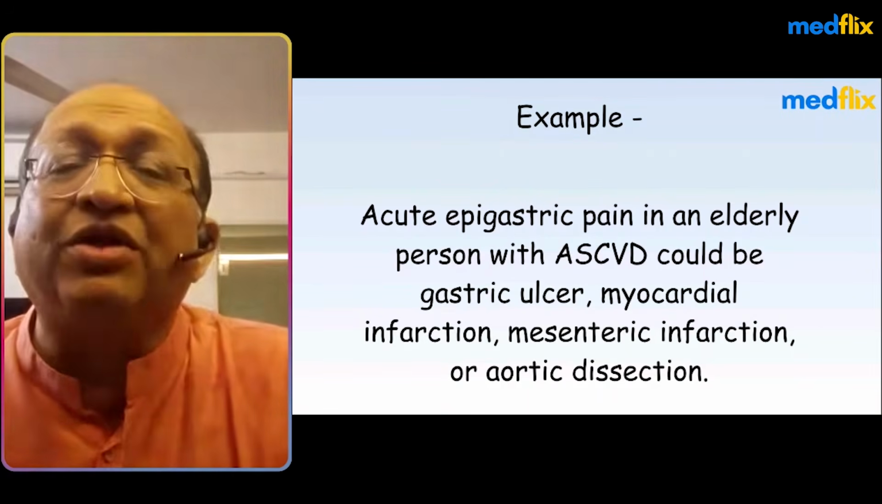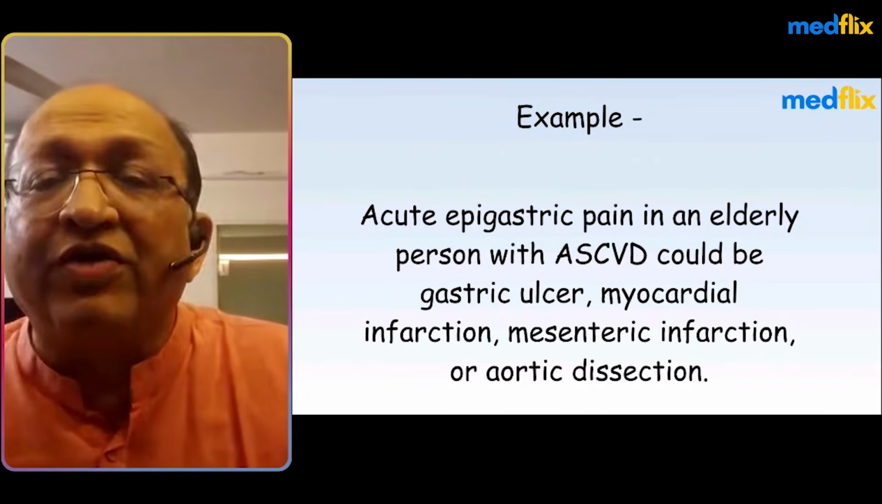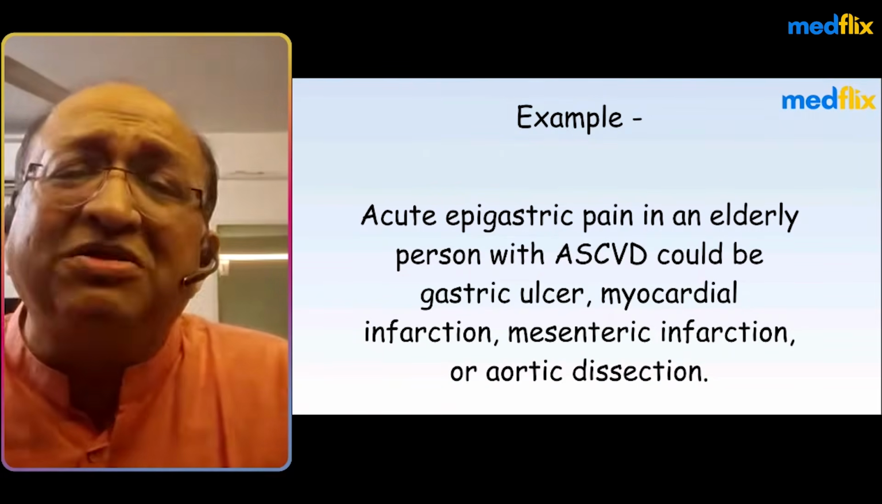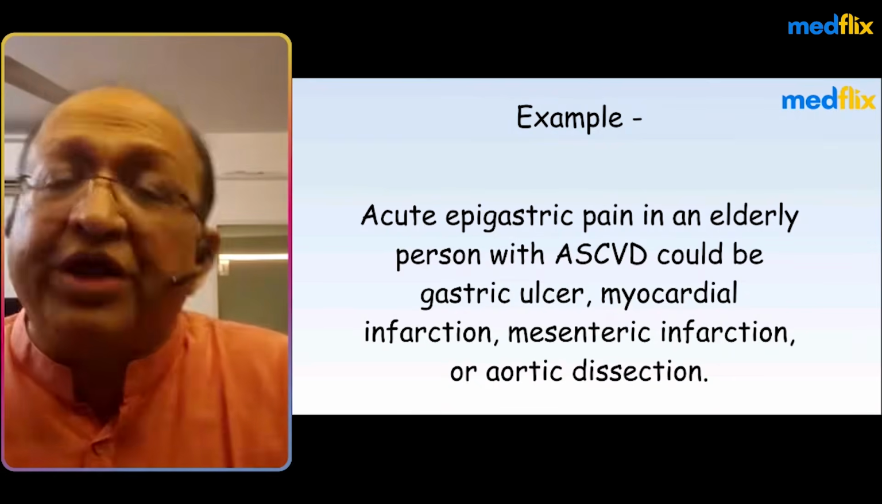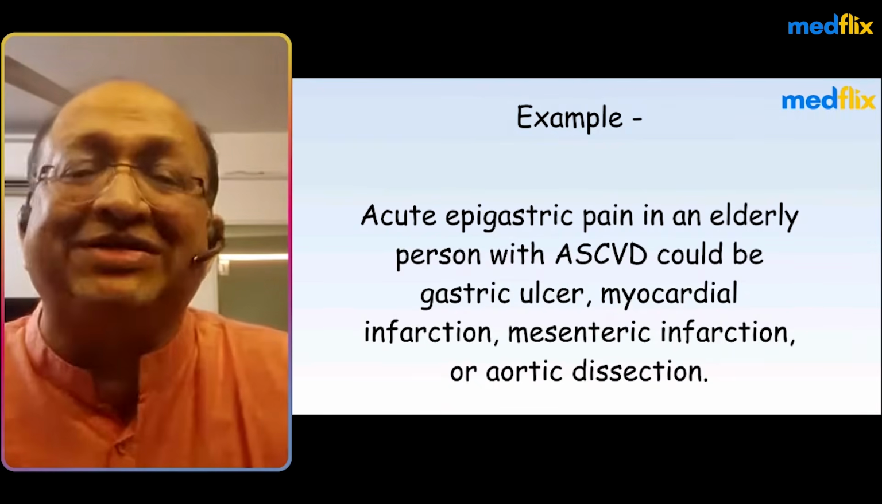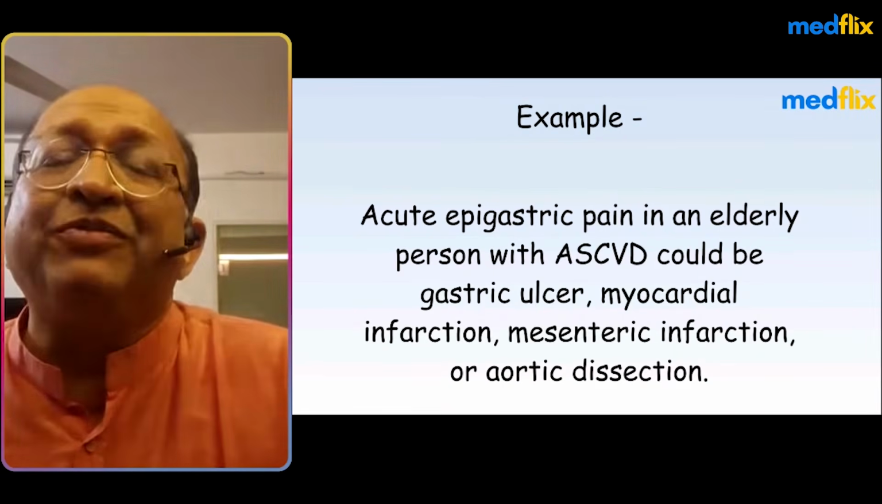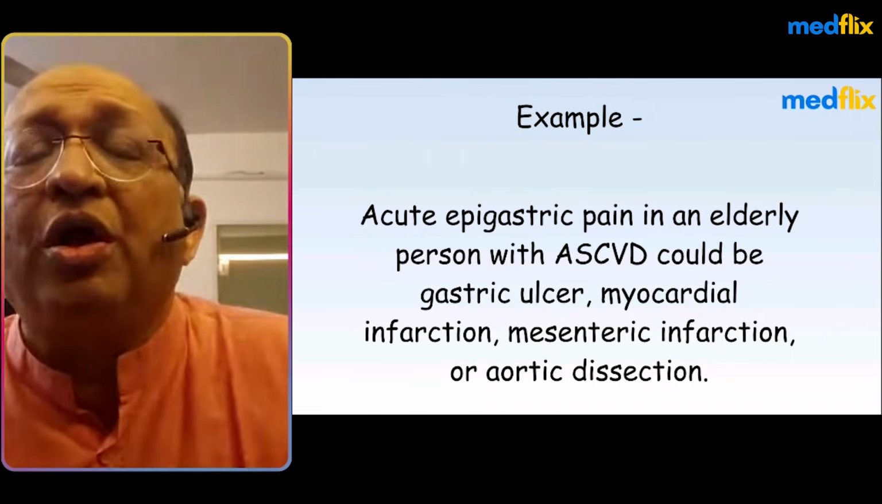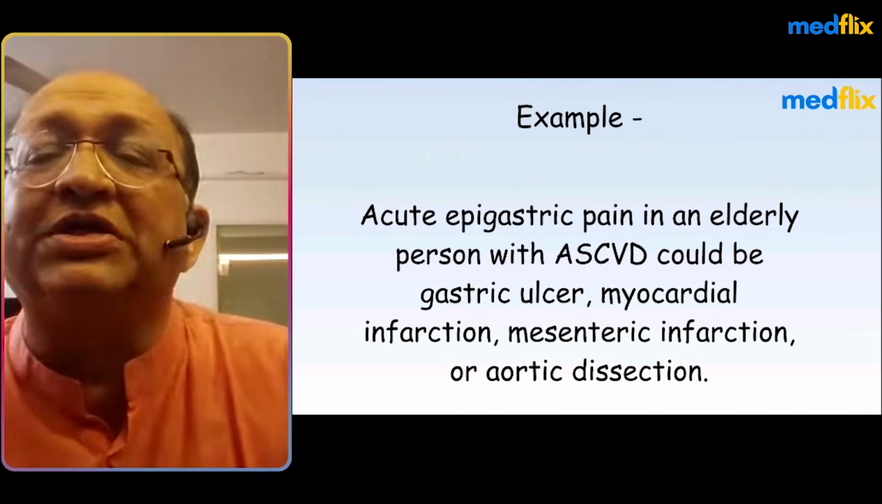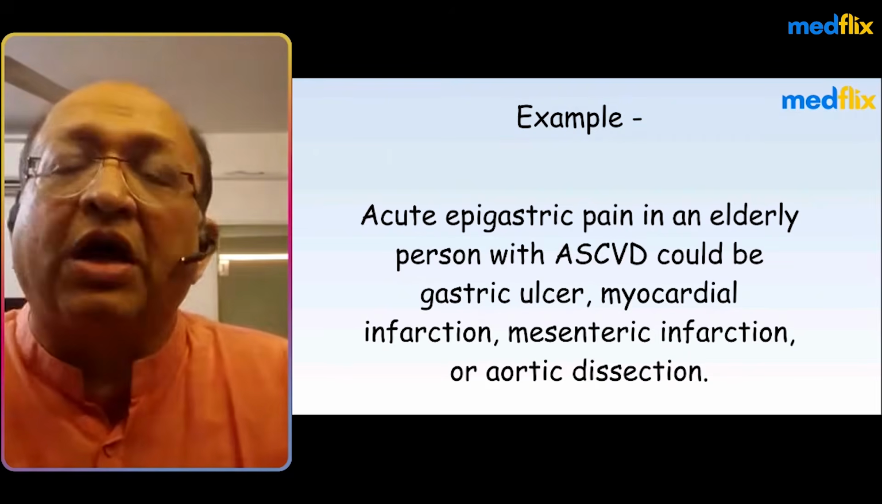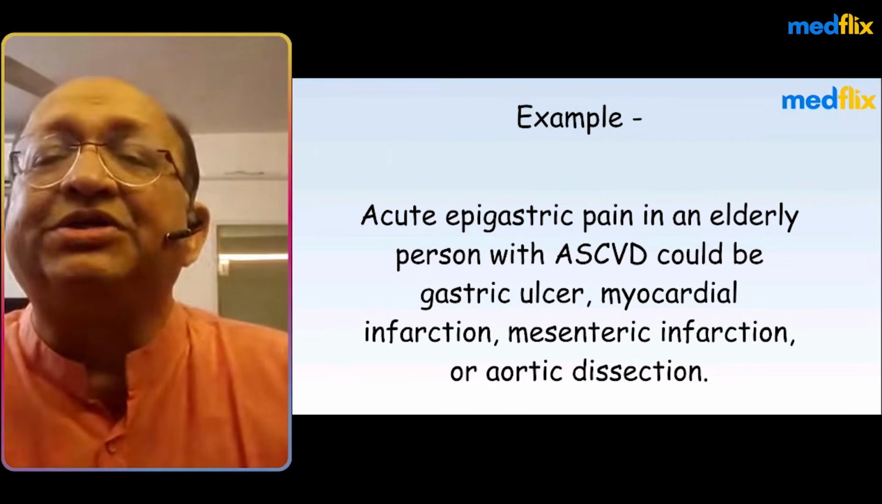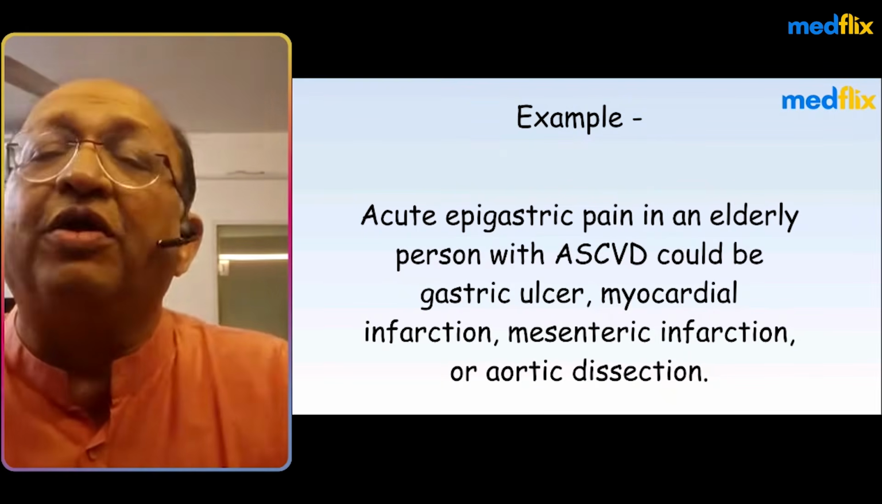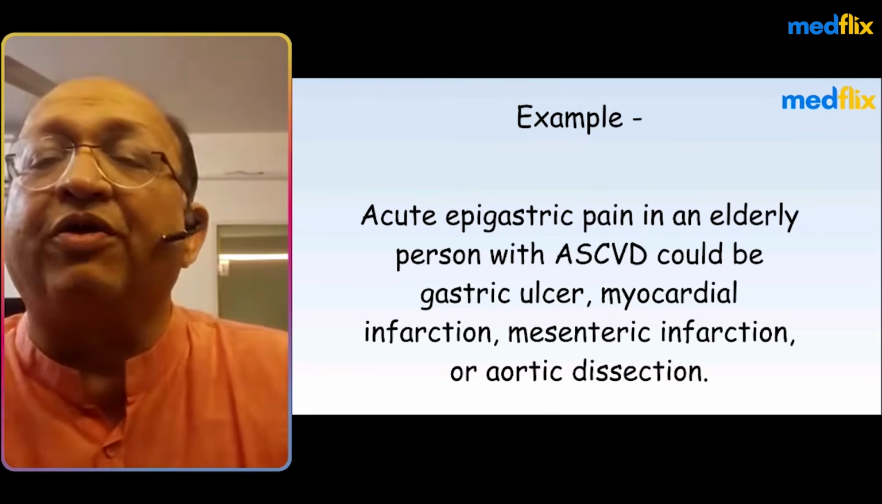But does that mean that you will ignore or not even think of aortic dissection? No. Zebras must be thought of. But to think of zebras, you should have the knowledge of the differential diagnosis. But always think of the commoner things first and start treating that, instead of straight away investigating for a mesenteric infarction or an aortic dissection.